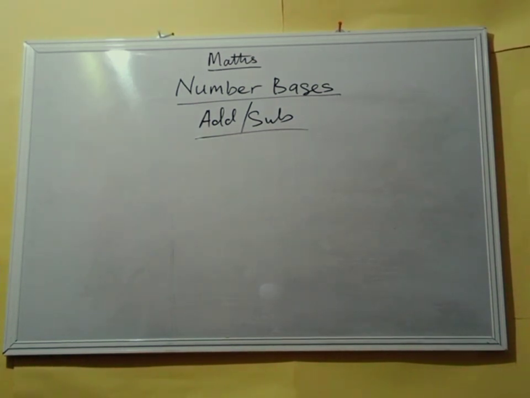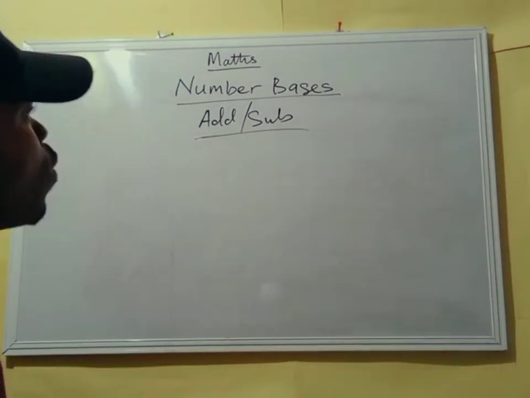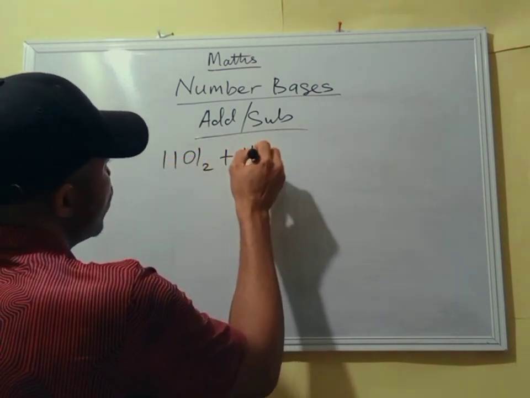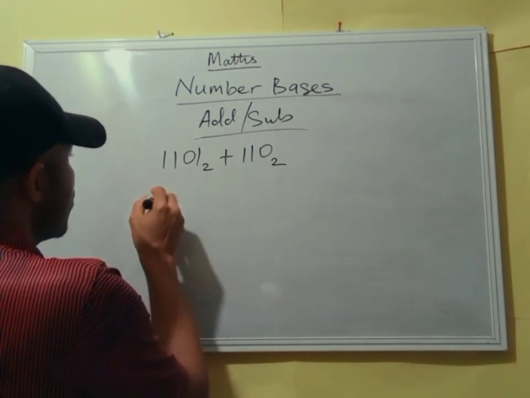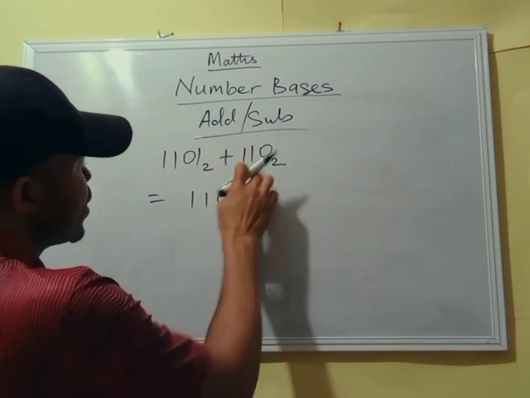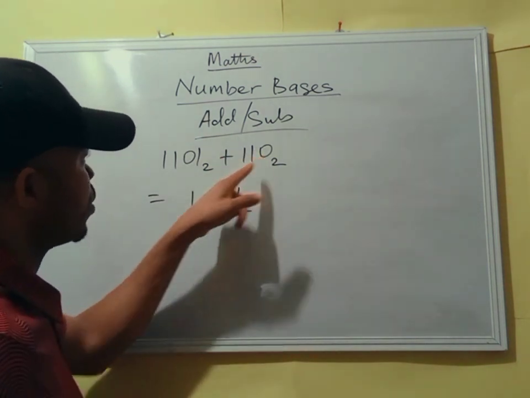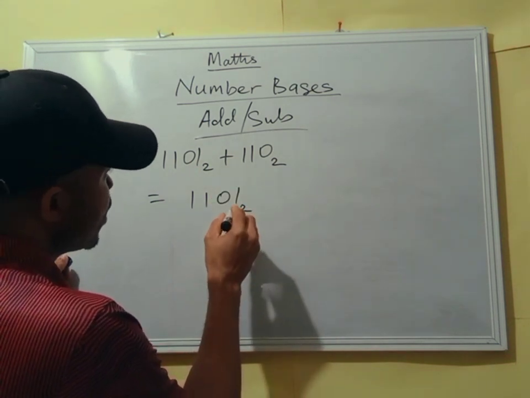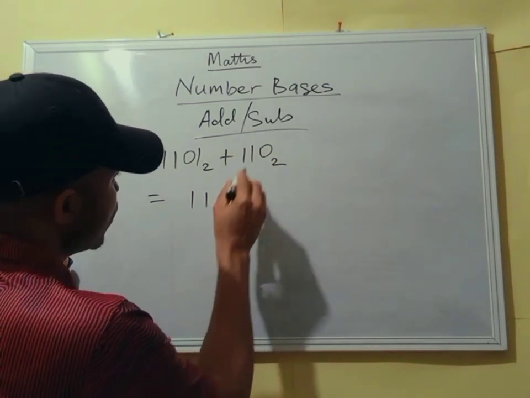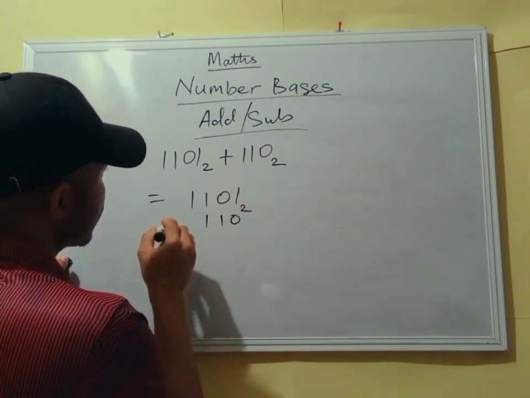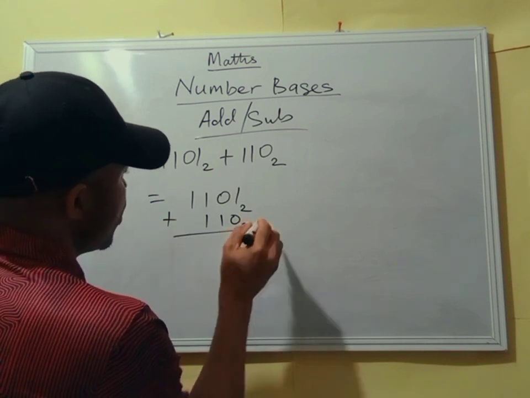Alright, so let's quickly look at this first one. We have 1101 base 2 plus 110 base 2. So what we just do is align them. This is a whole number, this is a whole number. This is the unit digit, this is the unit digit. So you align them according to their place values. So 0 will come here, this one will come here, this one will come here, and there's nothing here. Put your addition here. It's base 2.